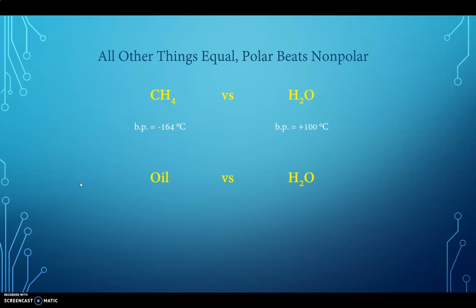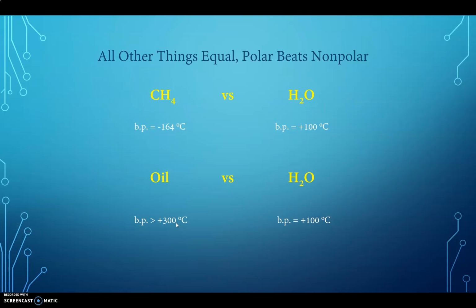Now let's take a look at a second example, oil versus water. Oil is very much like methane. It's simply a long chain of carbon atoms with hydrogen atoms attached to it. It's also a very nonpolar substance. However, oil won't even boil. You can heat oil as hot as you want. Eventually it might catch on fire, but you can heat oil well above the boiling point of water and it will just sit there. It's not going to boil.